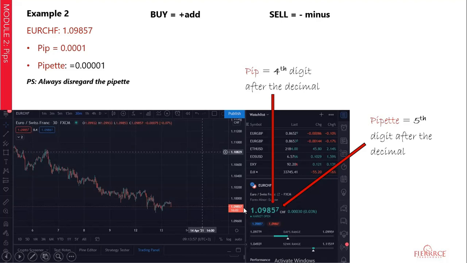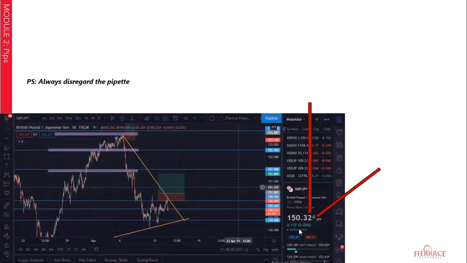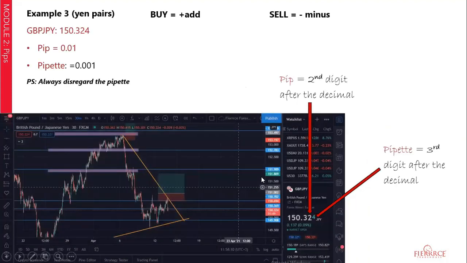Okay, now we are moving on to example 3, and example 3 is a yen pair, which is awesome. That's GBPJPY. Remember what I said? GBPJPY has 3 digits after the decimal. So what's the pip? The pipette is the 3rd digit. The pip is the 2nd digit. Okay, as we can see here.